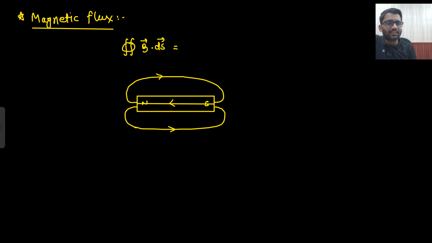So what will be a magnetic flux? Magnetic flux density into ds. What was your electric flux? Electric flux was D dot ds, and that was equal to rho v. Sorry, Q enclosed. Really sorry. It was equal to Q enclosed. Okay.